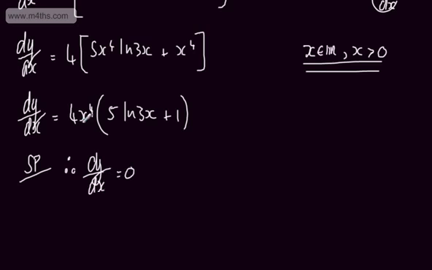So we consider now right here that either x to the fourth is equal to 0, therefore x is equal to 0, and we can see that x can't be equal to 0 in this particular case, because we've got x greater than 0. So for this one, x can't be equal to 0 as it's going to be greater than 0. What we're left with then is 5 natural log of 3x plus 1 equal to 0.